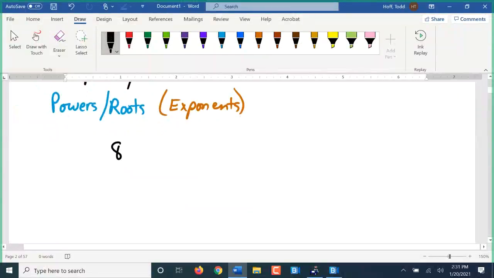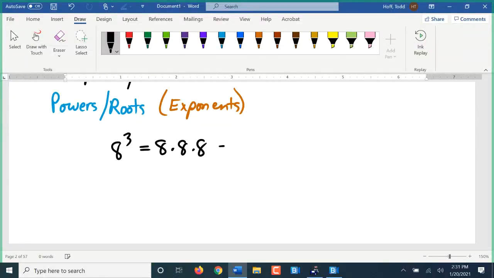I have something like 8. First of all, how do you pronounce that? 8 to the power of 3, or 8 to the third power. What does it mean? 8 times 8 times 8. 3 8s multiplied together. Just like multiplication is repeated addition, a power is repeated multiplication. 8 times 8 times 8 is 512.